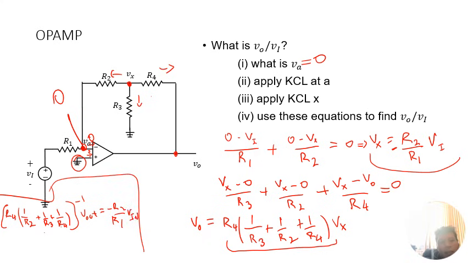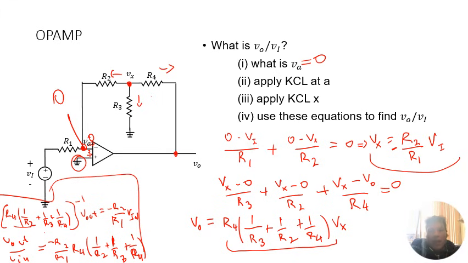Then I can multiply both sides by this factor to get that V out over V in is equal to negative R2 over R1 times R4 times (1 over R2 plus 1 over R3 plus 1 over R4). I hope that at this point you're getting the pattern of how you solve these op-amp circuits. So that's the gain for this one.